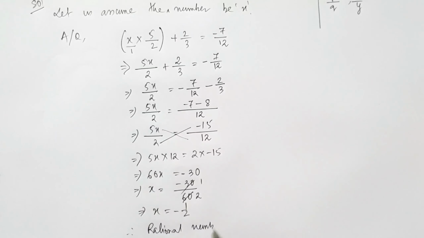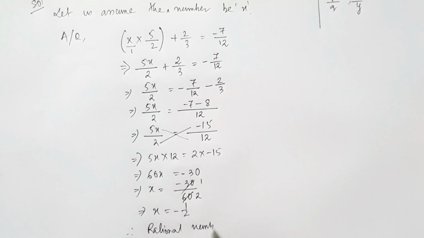Now let's test. As per the question, if we multiply this rational number by 5 by 2, that is the rational number we got, minus half, and if we add the result with 2 by 3, we should get the result as minus 7 by 12.